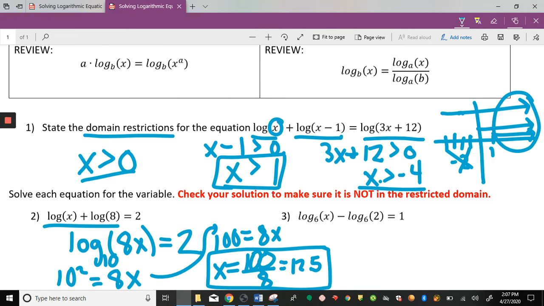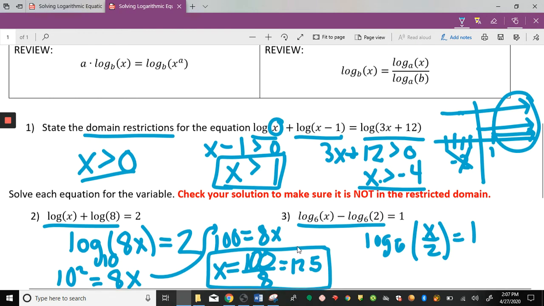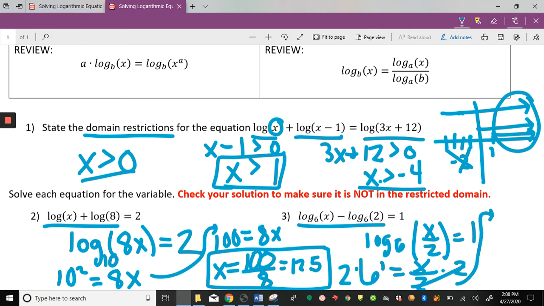What about over here? Well, it's the same type of setup, I'm just dividing this time. So keep the same base, but this time it's x over 2 equals 1. Now change it to exponential. So that's going to be 6 to the first equals x over 2. I want to solve for x, so I multiply by 2 on both sides. And that gives me x equals, I kind of didn't do this step, but you guys cool, 6 to the first is 6, and then times 2 is 12.